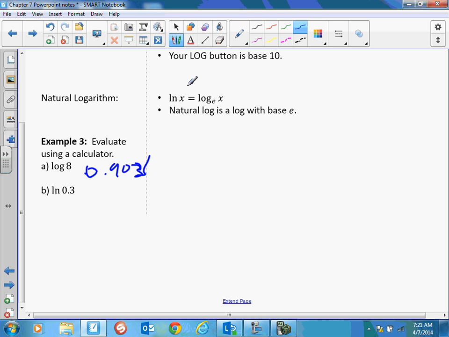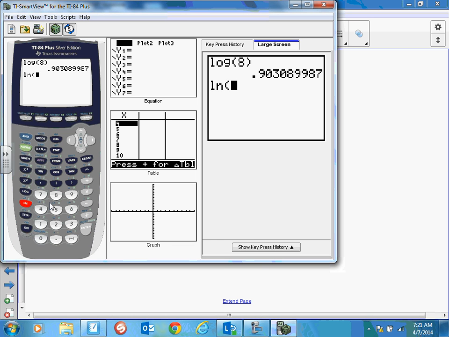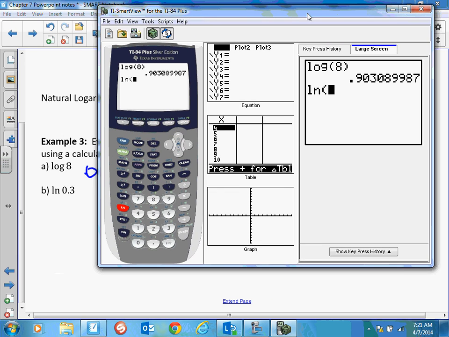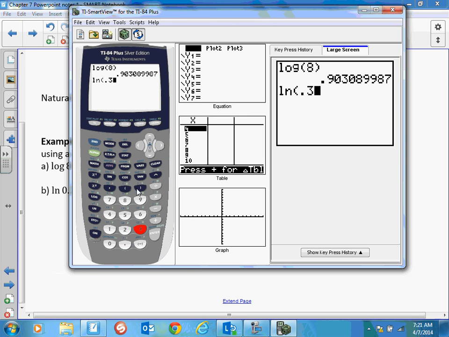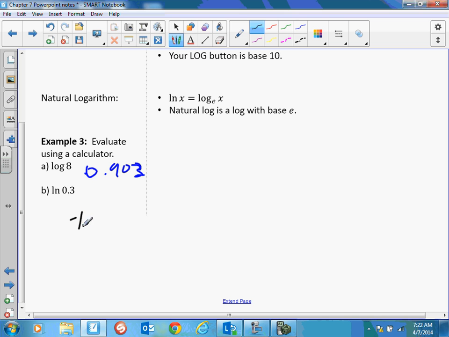0.903. And on the next one, we have natural log of 0.3, which we can just put in our calculator. The natural log button is right below that. If you close the parentheses, I don't think it really matters. You get negative 1.204 if you round it to the third decimal spot.